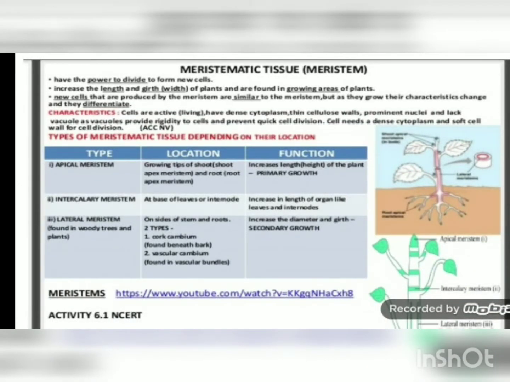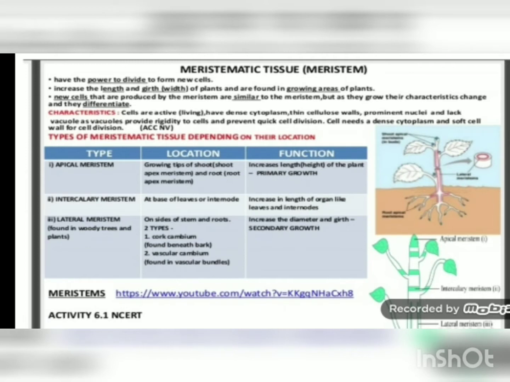Meristematic tissue or meristem. As I told you, this tissue has power of cell division. It means cells of this tissue are capable of cell division, or they are capable to divide. Now these tissues are present in such part of plant which grows. This tissue increases the length and girth of the plant and is found in growing areas of plants. New cells that are produced by meristem are similar to the meristem, but as they grow, their characteristics change and they differentiate.